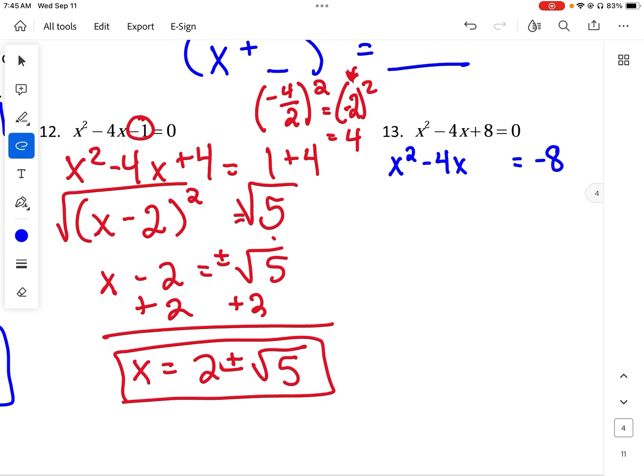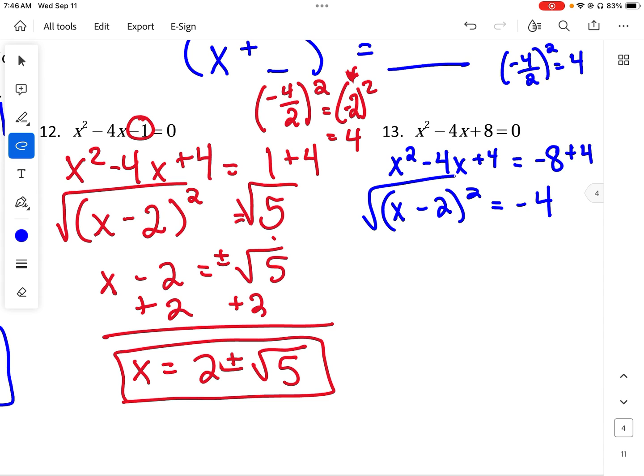So what I want to do is take that b divided by 2. So negative 4 divided by 2 squared. That would be negative 2 squared, which equals 4. So I'm going to add 4 to both sides. So then this is going to be x squared. You take whatever it was, b divided by 2, so that's, oh, not x squared. It's going to be x minus 2, and then all that squared equals negative 4.